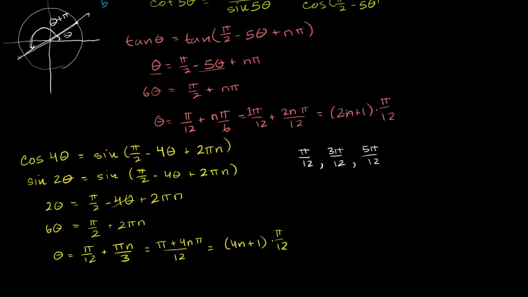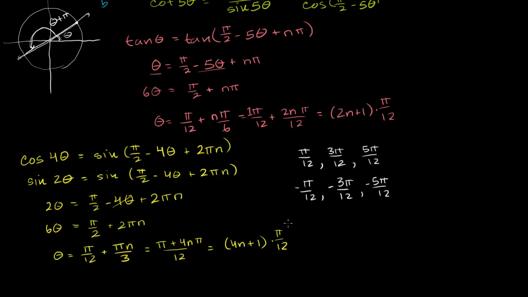We could also have negative n. If n is negative 1, then this becomes negative pi over 12. If n is negative 2, this becomes negative 3 pi over 12. And if n is negative 3, then this becomes negative 5 pi over 12. And once again, we can't go to n equal to negative 4, because then we get negative 7 pi over 12, which is out of our range. So this satisfies this equation up here.